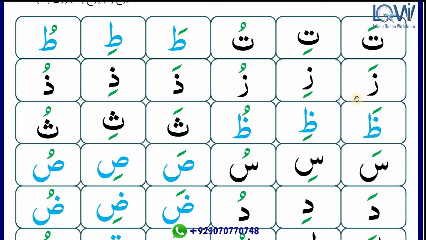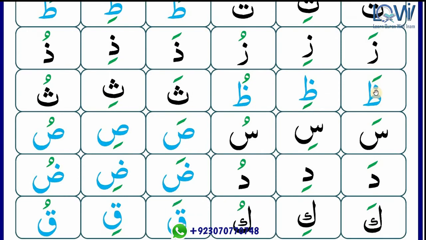So let's revise again. Za, zi, zo. Ra, ri, ru. Dha is a musta'li letter. That's why we will have to read this letter with thick voice. Ra, ri, ru.